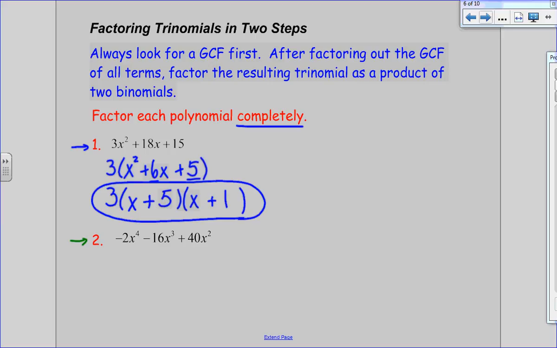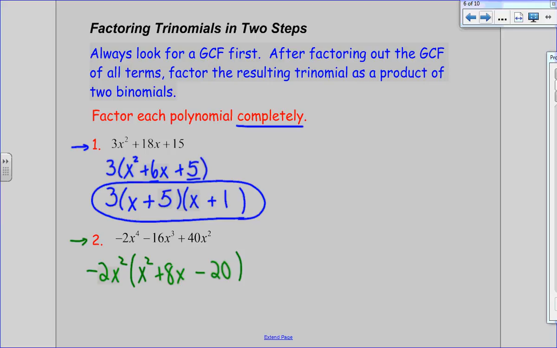Here, our greatest common factor is a 2 and an x squared, but since our first term is negative, I want to factor out a negative as well to make that first term a positive. So let's factor out a negative 2x squared as our GCF and see what our trinomial is. We end up with x squared plus 8x minus 20. So we've factored this, and so this could be our answer unless that trinomial can be factored more.